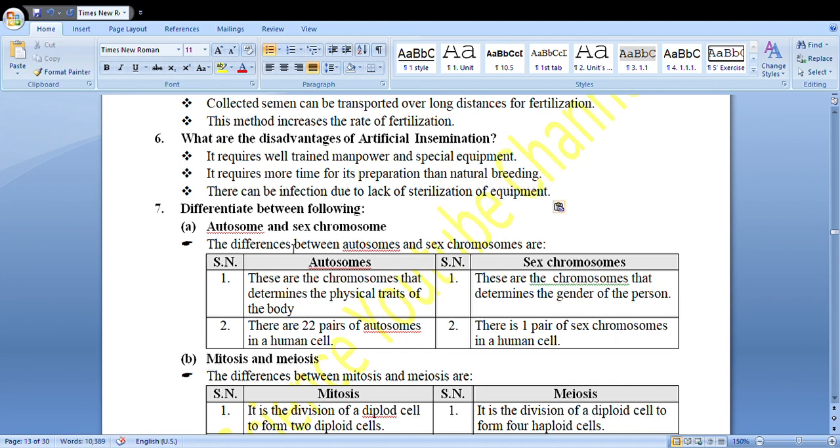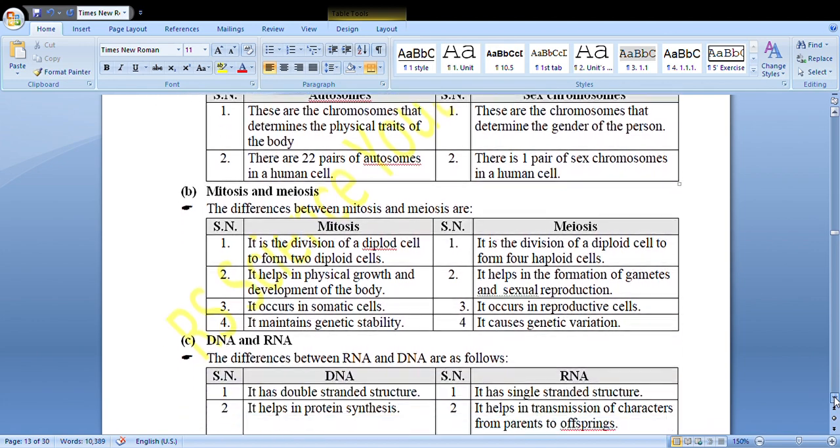Differentiate between autosome and sex chromosome. Autosomes are the chromosomes that determine the physical traits of the body. Sex chromosomes are the chromosomes that determine the gender of the person. There are 22 pairs of autosomes in a human cell. There is one pair of sex chromosomes in a human cell.